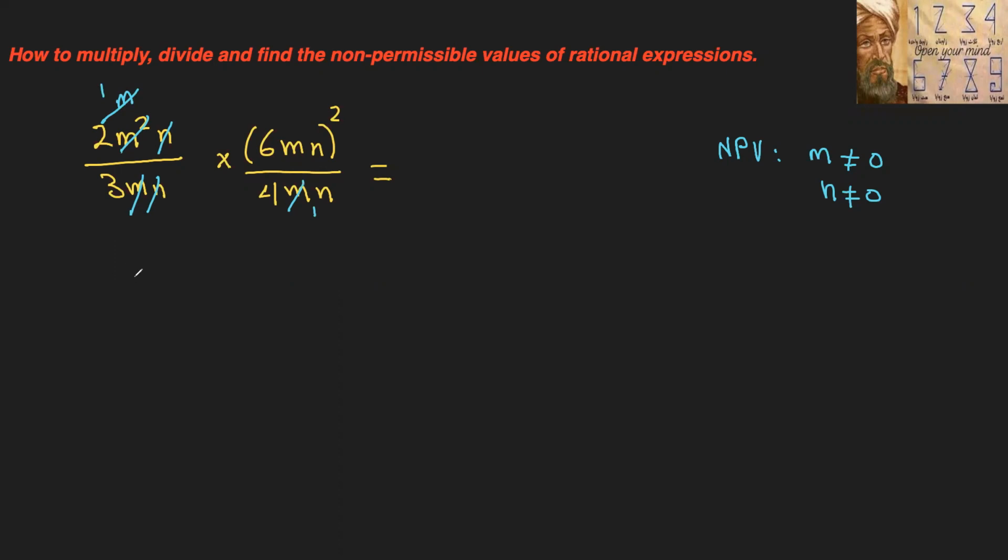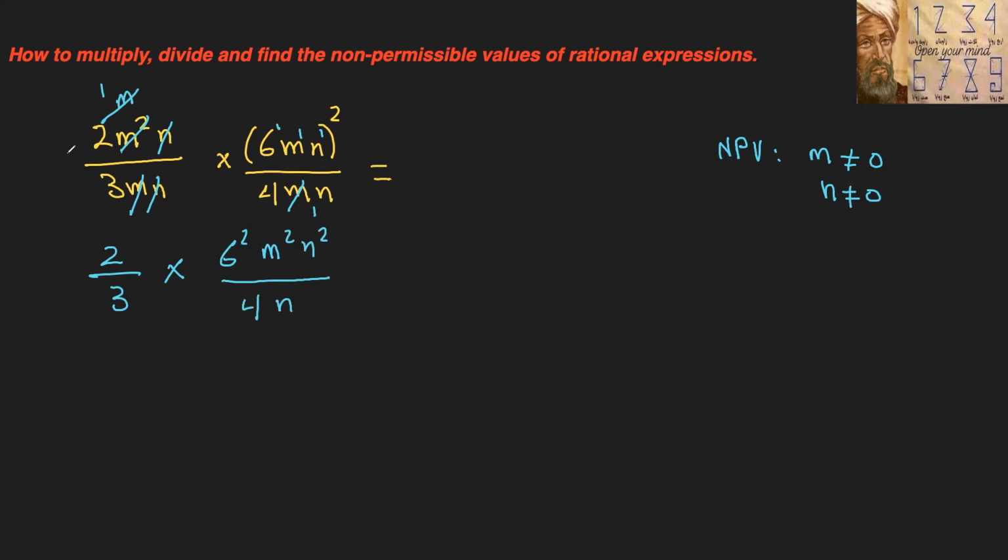So what I have here is 2 over 3 times. At the same time, I'm going to distribute this exponent inside the brackets. So remember, when you have an exponent outside the brackets, it gets multiplied into the exponents inside the brackets. Remember, the 6 has a 1, the M has a 1, and the N has a 1 on top of it that we don't write. Okay, so therefore this becomes 6 squared, M squared, N squared, all over 4N.